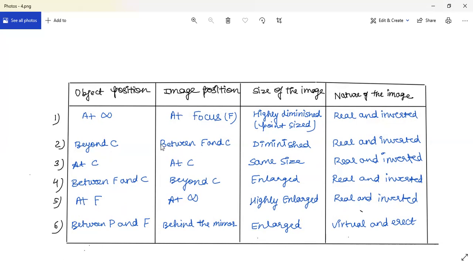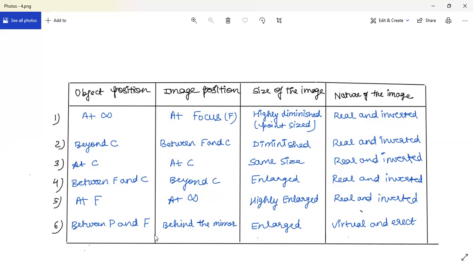And when the object is placed between F and C, your image is formed beyond C. Now, if the object is at C, the image is also formed at C. So very easy. If the object is at C, then the image is also formed at C. So easy.